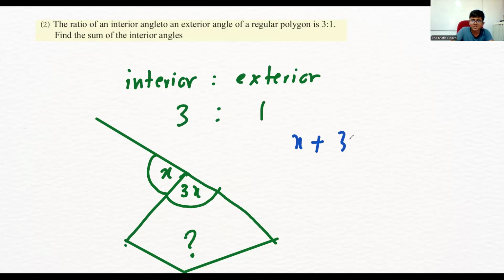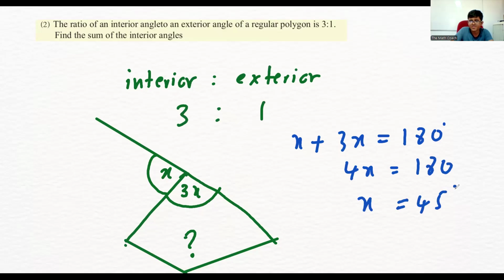x plus 3x equals 180 degrees. So 4x equals 180, and x equals 45. I'm skipping the steps to make this shorter, but you can actually divide both sides by 4 and get the answer as well. That's completely fine.